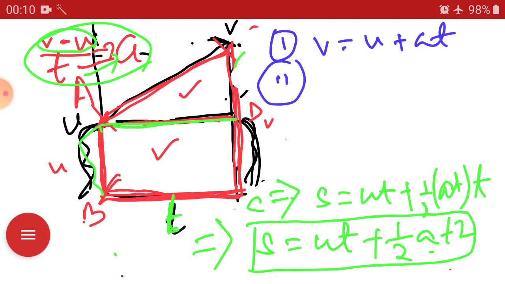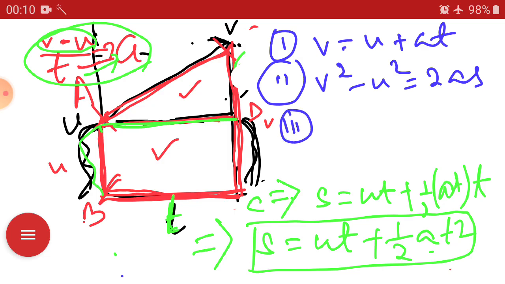And the second equation we have calculated using the area of a trapezium. From this velocity time graph we calculated the area under this velocity time graph. Using the area of a trapezium, we got v square minus u square is equal to 2as. And the third equation of motion is s is equal to ut plus half at square.